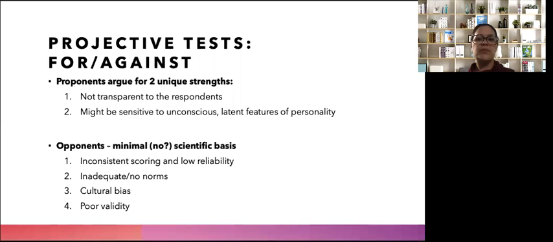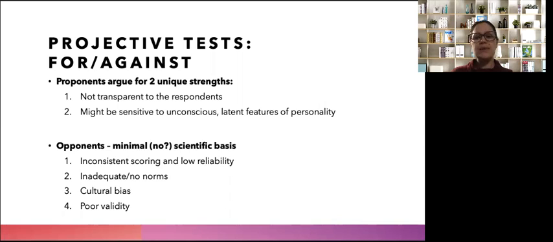So overall, when we look at projective tests, proponents or supporters argue for two main strengths of the tests. They argue that they're not transparent to the respondents, which is true. These images are ambiguous or arbitrary, and the participants cannot know ahead of time how to answer them. Okay. Additionally, they argue that these may be more sensitive to the unconscious features of personality and that the participants are unaware of themselves. They're basically arguing that there is an unconscious that controls your behavior and personality, and the only way to get at that is with these sort of ambiguous pictures.